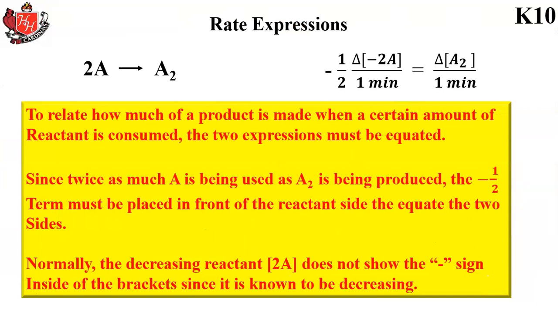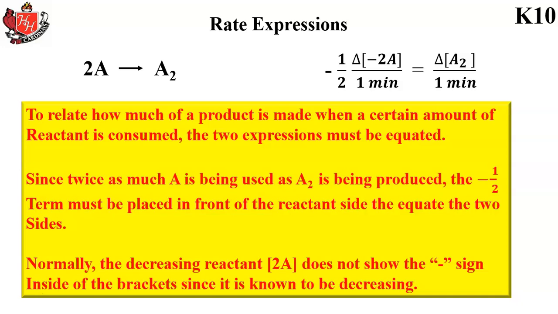So to relate how much of a product is made when a certain amount of reactant is consumed, the two expressions must be equated. In other words, both of those things have to happen in the same amount of time. Since the reactant is being used up, twice as much of the reactant is being used up for the amount of product that's produced. In other words, 2 moles of A is being used up for every 1 mole of A2 produced. If you want to equate the two, then you have to multiply the 2A by 1/2. So that equates the two. And that's called a rate expression.